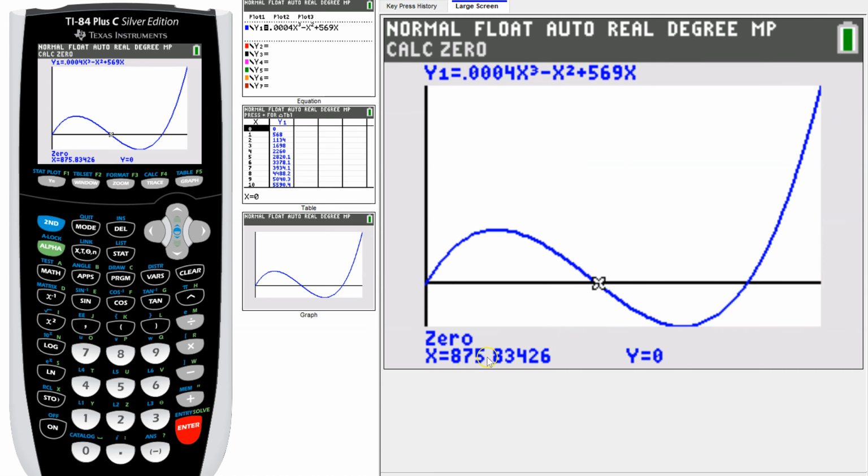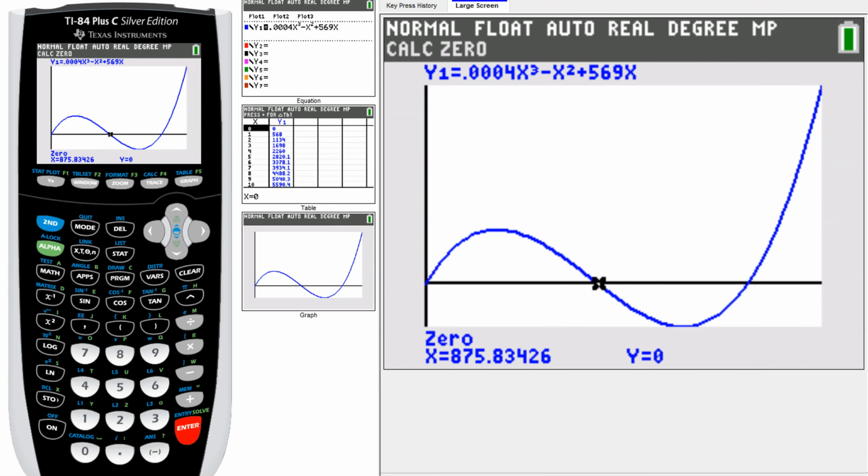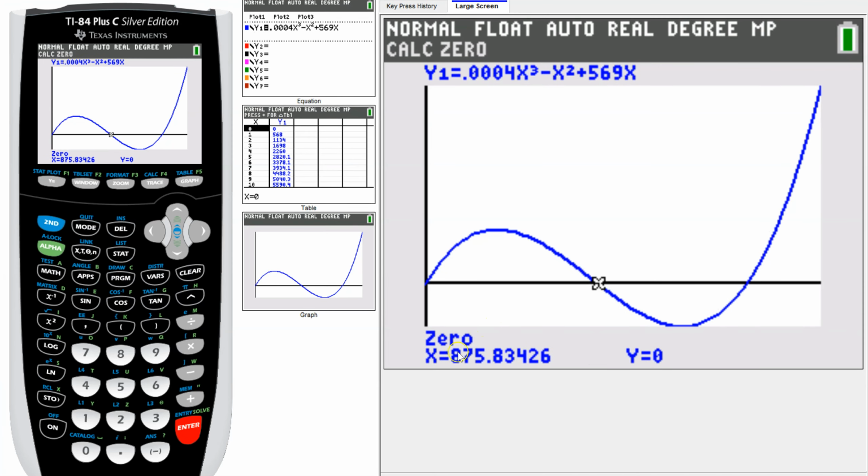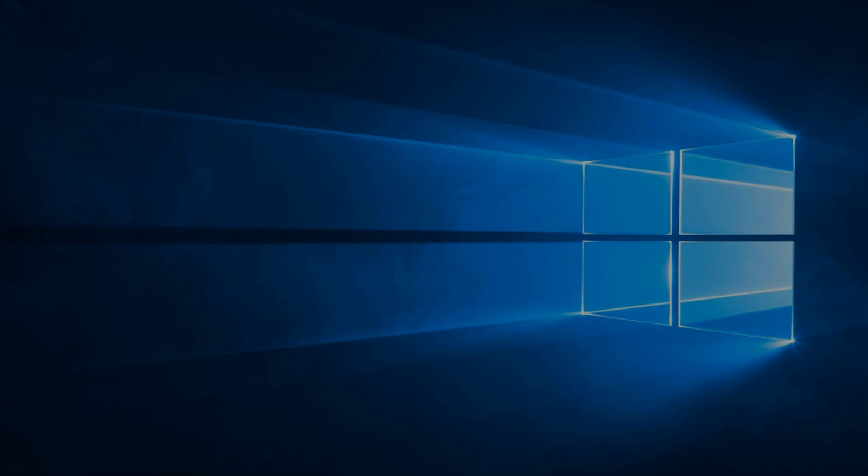So 875.8. So I would just say 876. That's as far as you can go. So our realistic domain here is from 0, less than or equal to x. And I'm going to put the decimal in there. Less than or equal to 875.8.